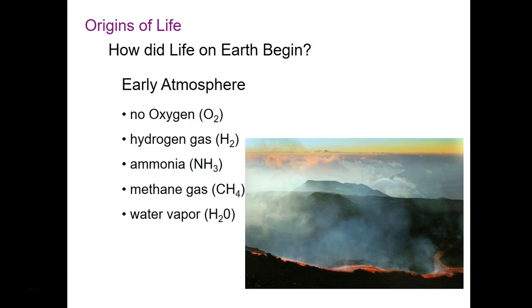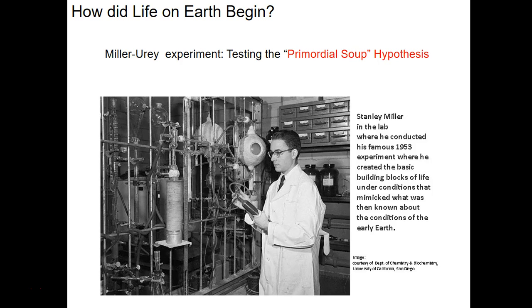Well, what we do know is that the early atmosphere had no oxygen. It had a lot of hydrogen gas, ammonia, methane gas, and water vapor. And in the 1950s, Miller and Urey set up some experiments to test what was called the primordial soup hypothesis. And the hypothesis was this, that with a few of these simple ingredients that were known to be in the Earth's atmosphere at that point in time, could you build chemical structures that would lead to living organisms?